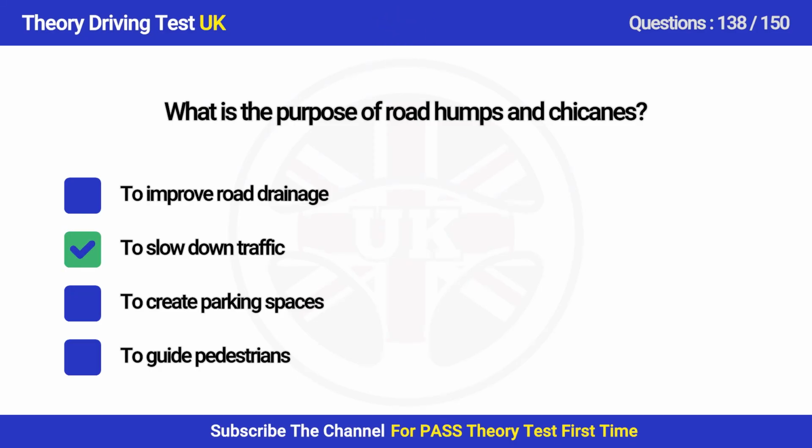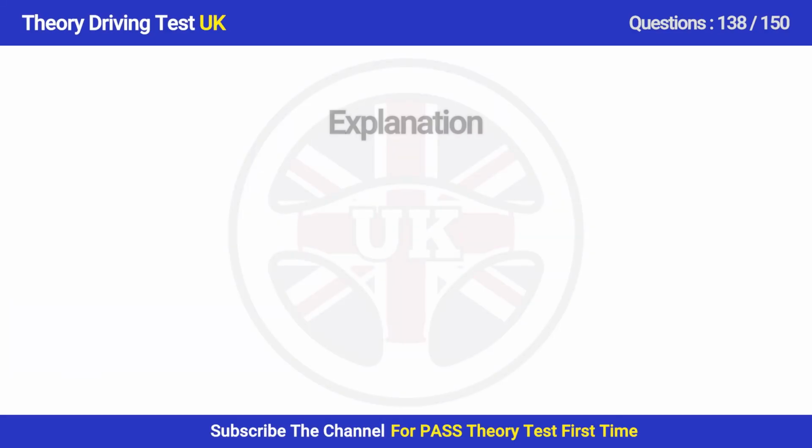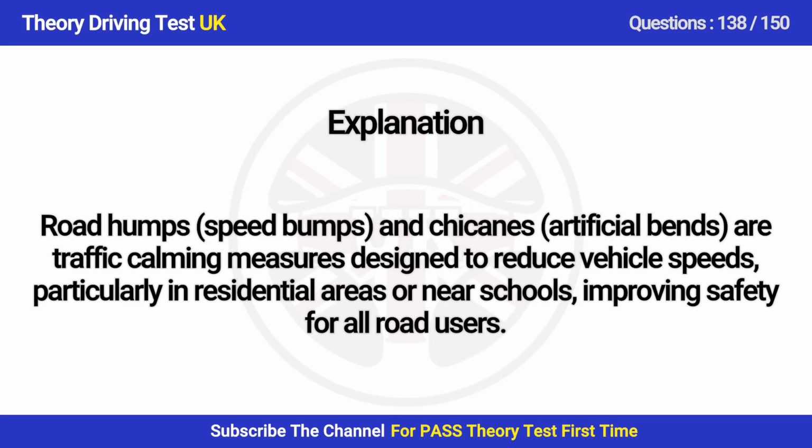Answer is B. To slow down traffic. Road humps, speed bumps, and chicanes, which are artificial bends, are traffic calming measures designed to reduce vehicle speeds, particularly in residential areas or near schools, improving safety for all road users.